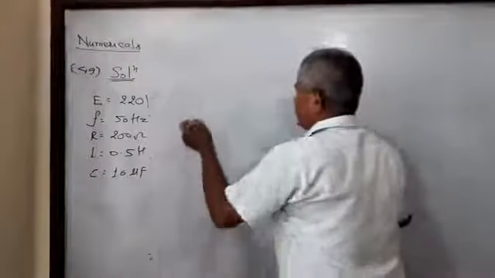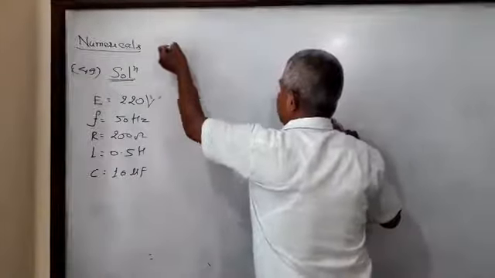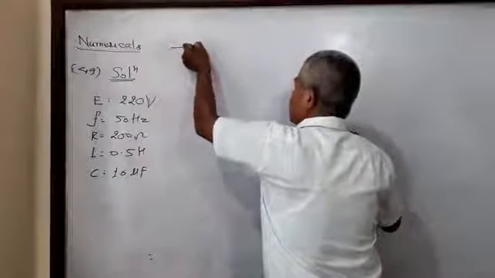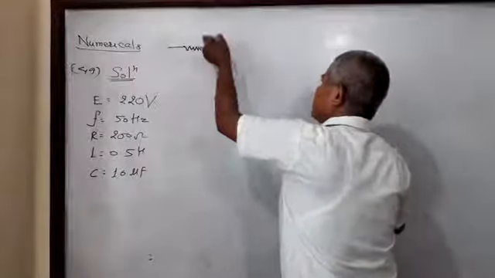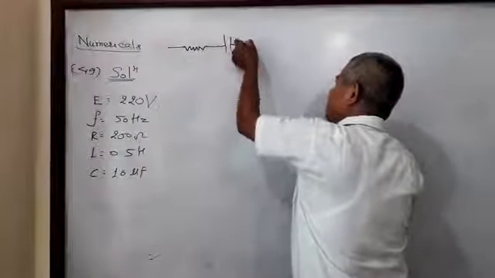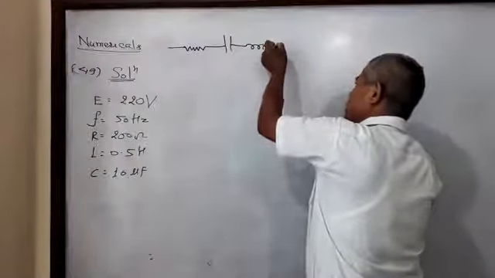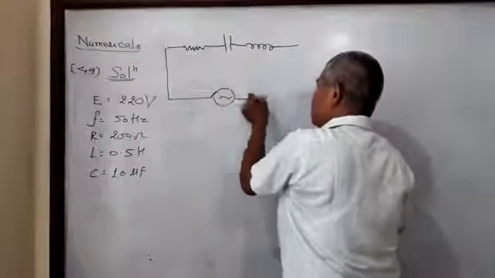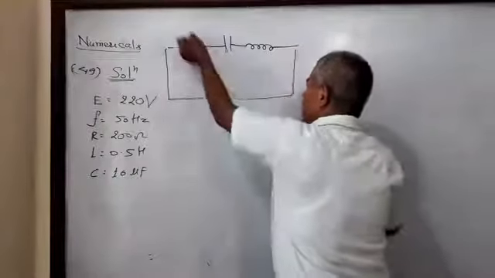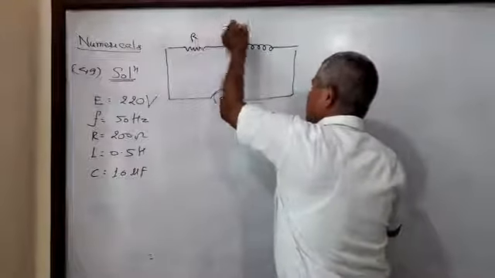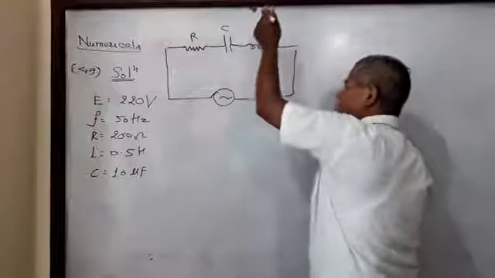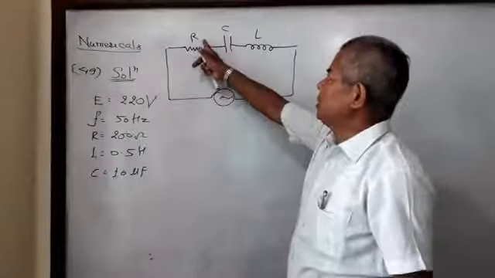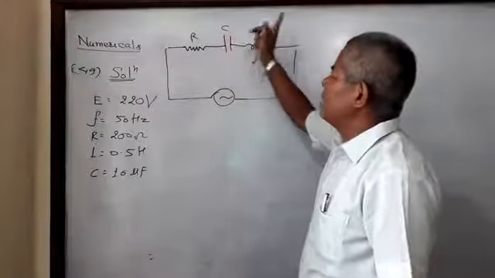Then the figure is like this. Inductor, resistor and capacitor, all in series together. This is the circuit diagram of this problem. Here R, then C, and the third one L. This is the circuit containing resistor, capacitor and inductor.